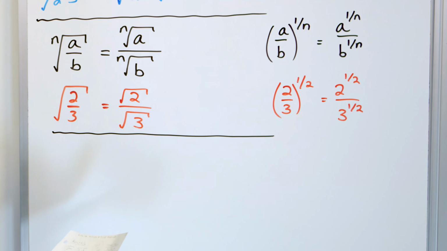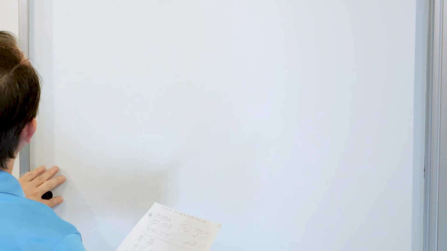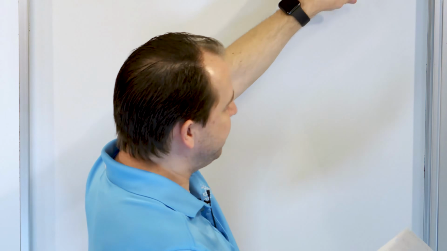How many more do I have? I'm not sure I'm going to be able to fit them all on this board. Maybe. I think what I'm going to do actually is go to this board. We're going to do the same thing here. I'm going to have the radical version here, and then I'm going to have the exponent version here.